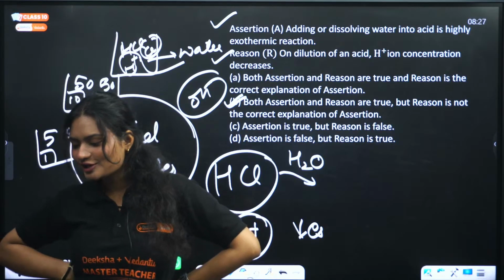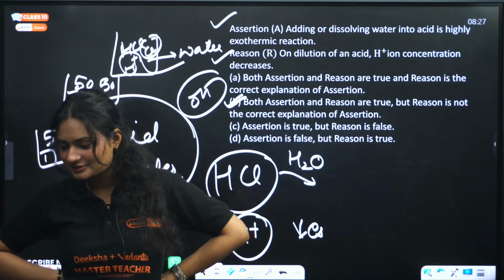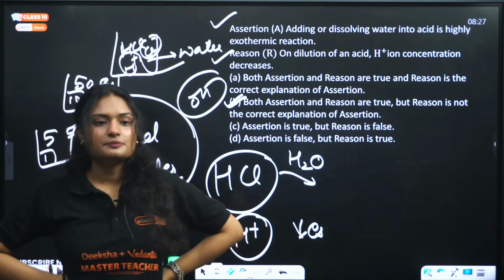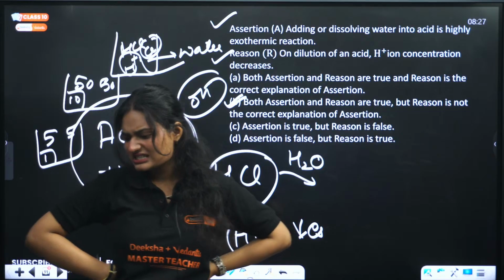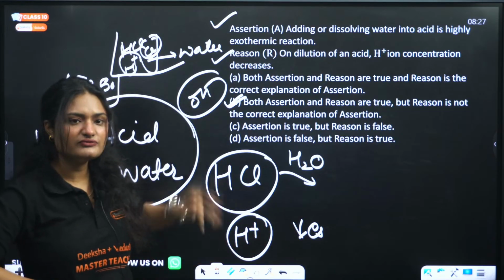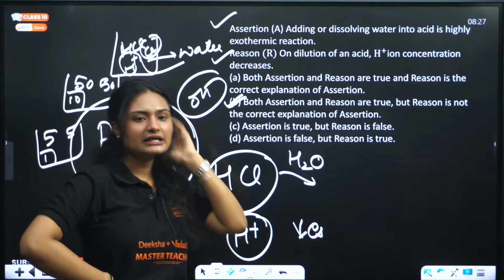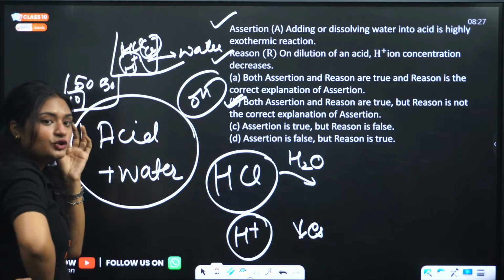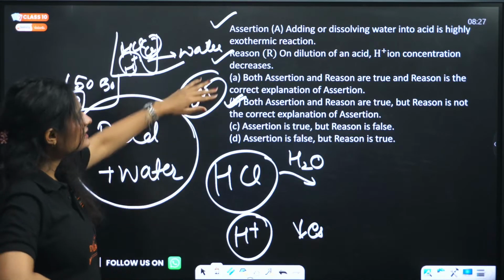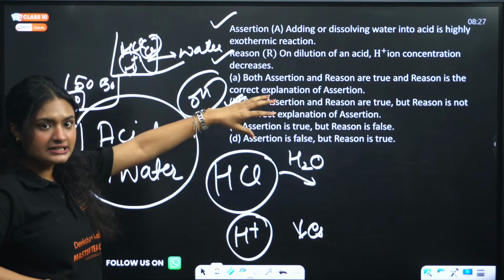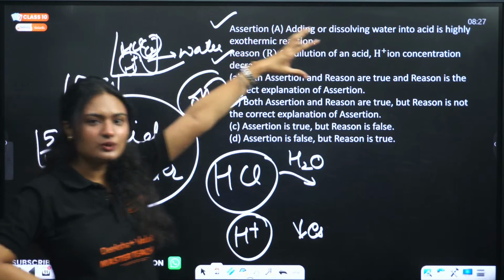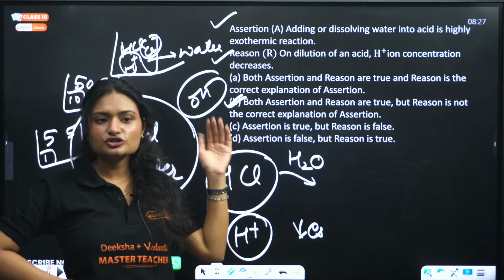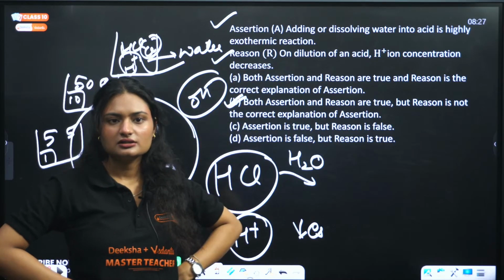What happened to you all? Why are you answering incorrectly? Yes, the correct answer is option B, not A or C. Clear? I hope your doubts are clear. Now you know. On dilution the H positive concentration does decrease, but the reason is not this one. Adding or dissolving water into acid is exothermic. The reason should explain the assertion, right?